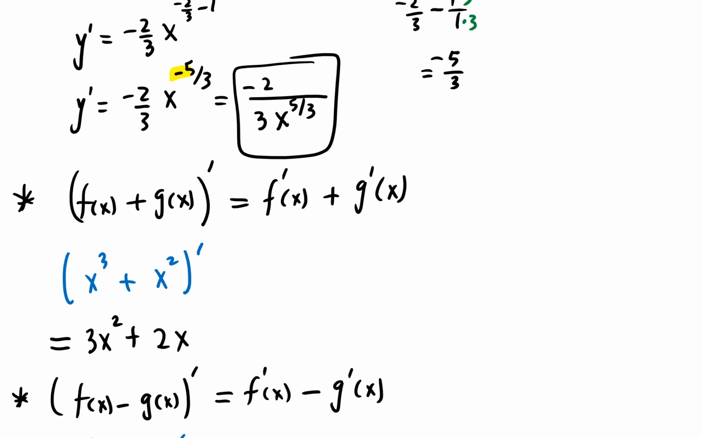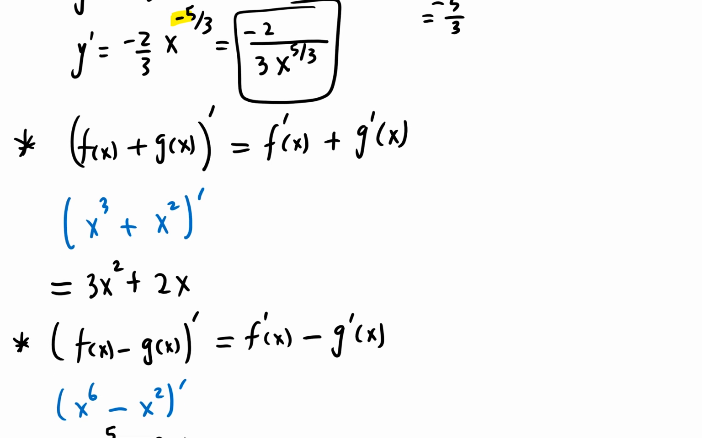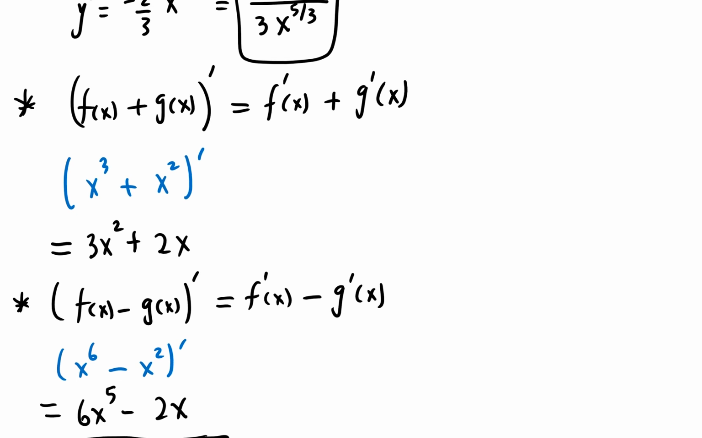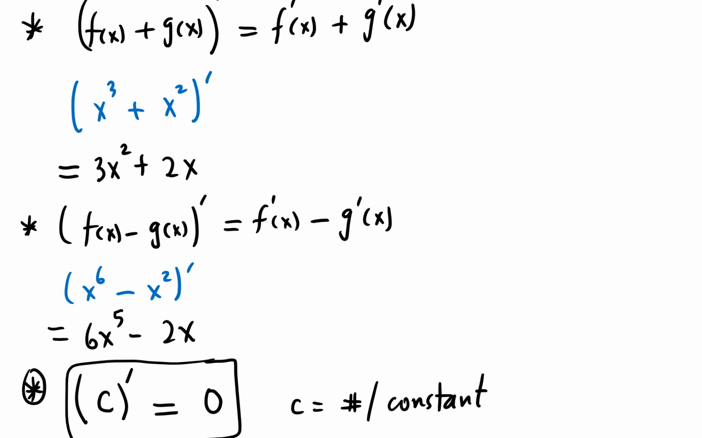As I said earlier, for the subtraction, it's the same way: f prime of x minus g prime of x. So if I want to find the derivative of x to the 6 minus x squared, that's 6x to the 5th minus 2x. The derivative of any constant, any number, is always 0 if the number is just by itself.